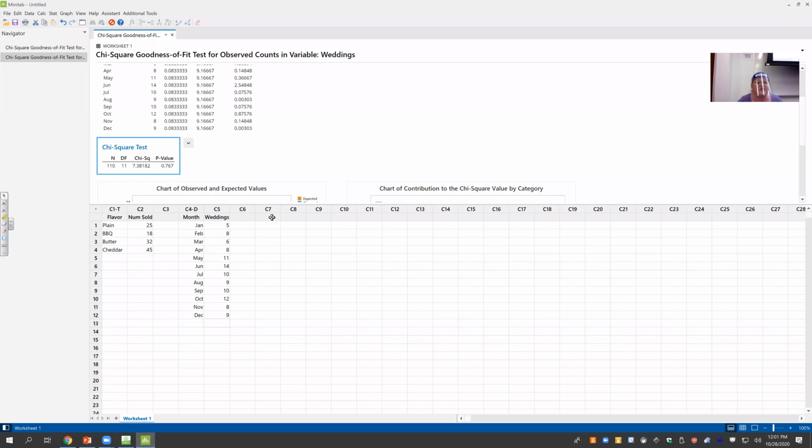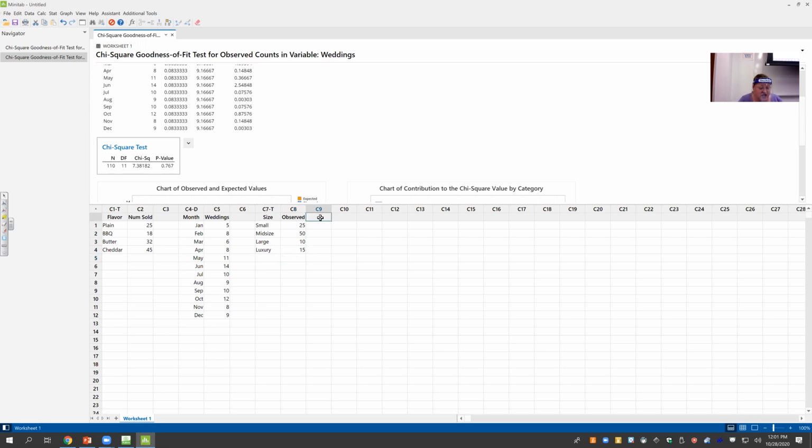So I'm going to skip over. It doesn't matter which column. So I have the size of the car. So we have small, mid-size, large, and luxury. Then we have the observed, how many were actually sold in Bartow County. We had 25 small, 50 mid-sized, 10 large, and 15 luxury.